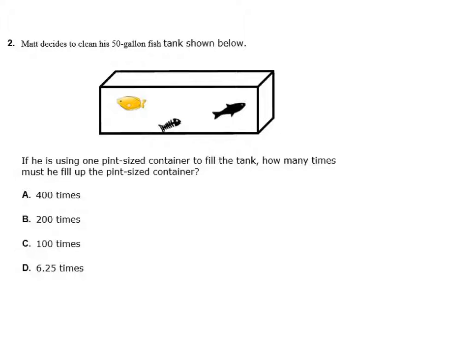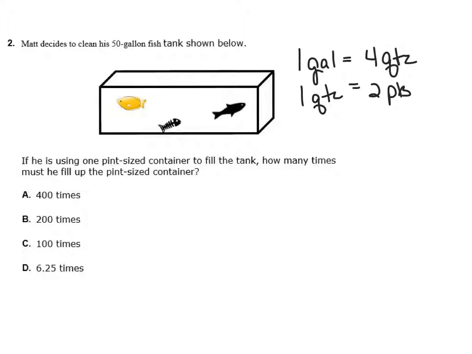So here's the first question, and it's number 2. So it says, Matt decided to clean his 50-gallon fish tank shown below. If he is using 1 pint-sized container to fill the tank, how many times must he fill up the pint-sized container? So what we're going to do, we're going to use our reference chart, and on the reference chart, you have 1 gallon equals 4 quarts. And then because we're not going to quarts, we're going to pints, we need the other ratio. So 1 quart is equal to 2 pints.